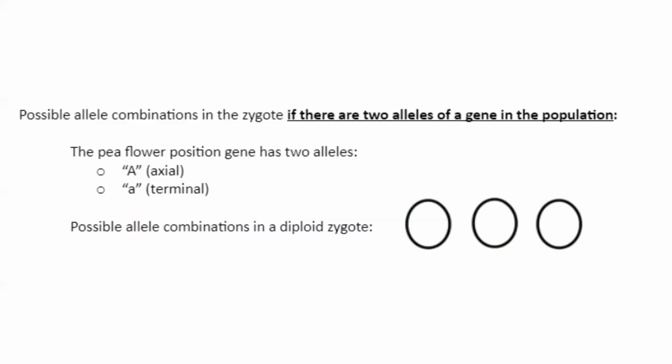Okay, all right, so you guys should be able to figure this out. Possible allele combinations in the zygote if there are 2 alleles of a gene in the population. So for a lot of our genes, there are only 2 alleles. With 2 alleles, we have 3 combos. What are those 3 combos? Homozygous dominant, homozygous recessive, and heterozygous. Write those in.